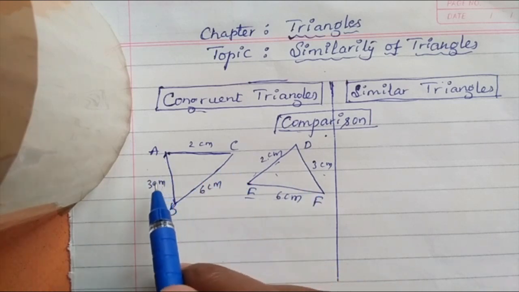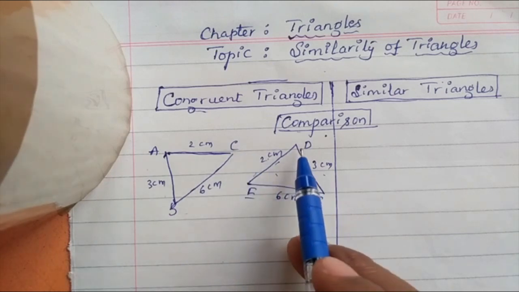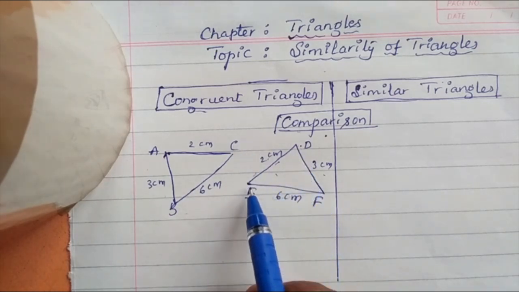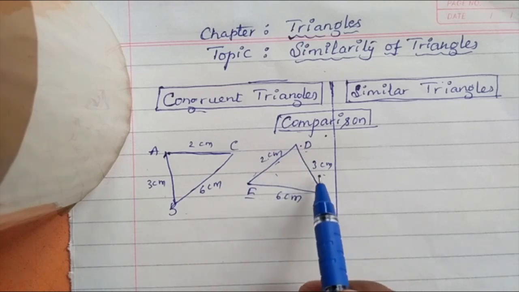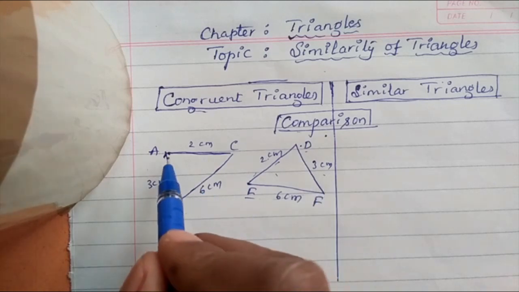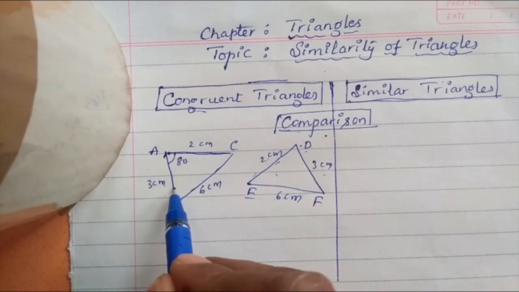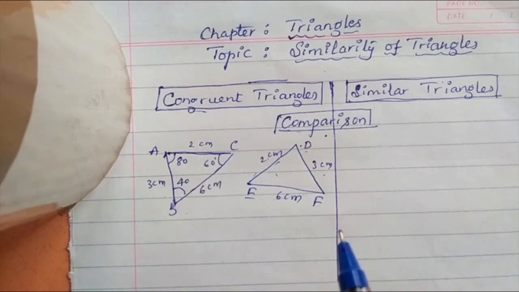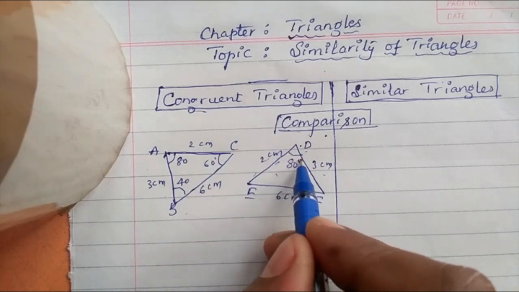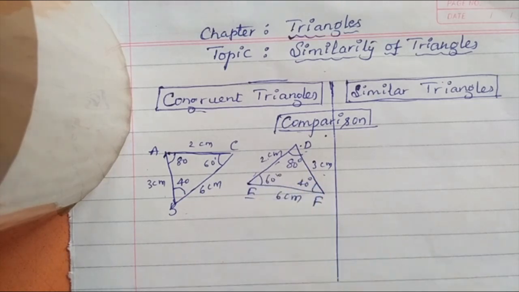In triangle ABC, AB is 3 cm, AC is 2 cm, BC is 6 cm. Similarly, in triangle DEF, DE has 2 cm length, EF 6 cm and DF 3 cm in length. And when we take angle A, let it be 80 degrees, this is 40 degrees and this one 60 degrees. Here we take this as 80 degrees, this as 60 degrees and this as 40 degrees. Study these two diagrams carefully.